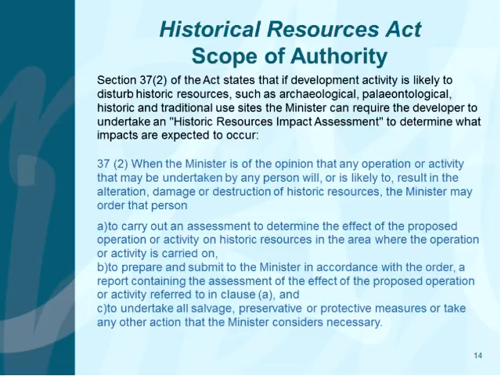So now we get into the dry part. What is the scope of authority? I think the most pertinent part of the Act for the purposes of this talk lies in Section 37 of the Act. It says that if development activity is likely to disturb historic resources, the things that we just talked about, then the minister can require the developer, no matter who that is, to undertake a historic resources impact assessment to determine what impacts are expected to occur. The developer can be even other provincial bodies.